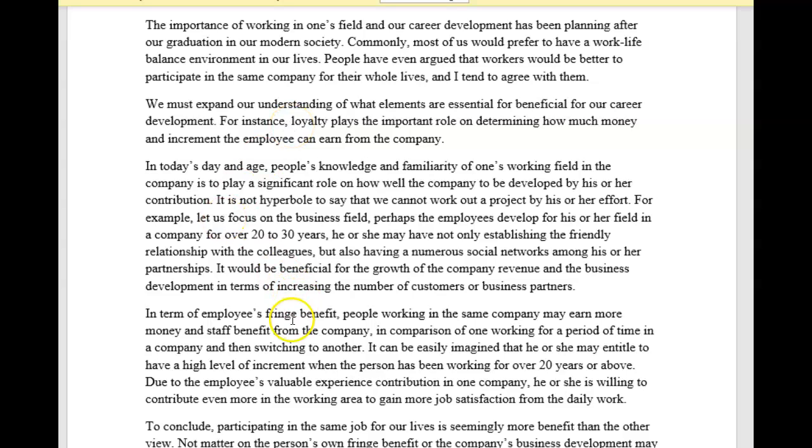So let's move on. "In today's day and age, people's knowledge and familiarity of one's working field in the company is to play a significant role on how well the company to be developed by his or her contribution." All right.